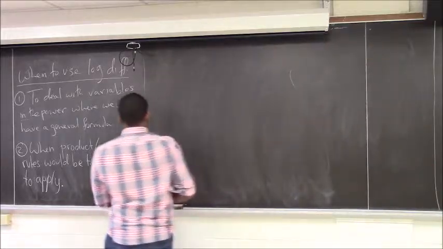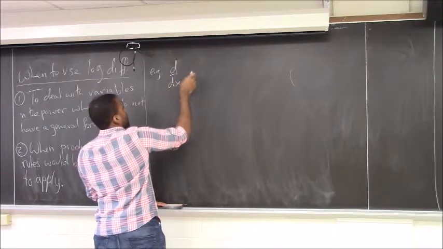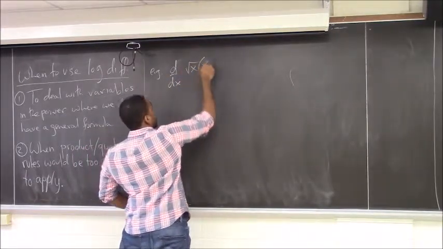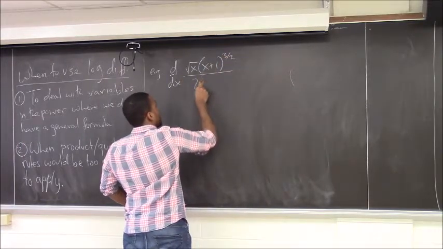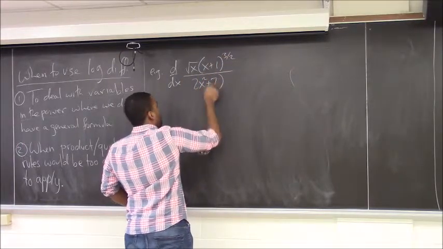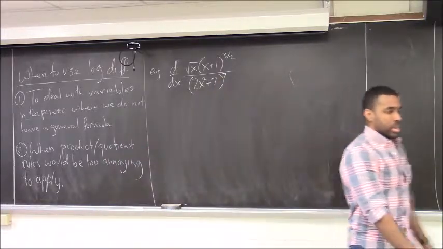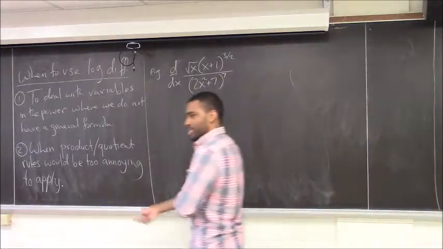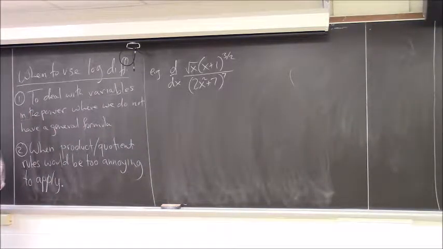let's say I wanted to differentiate this guy, the radical of x times x plus 1 to the 2 power over 2x squared plus 7 raised to the 7th. And I could make it a lot worse, but let's just stop there. Now based on what we've known before log differentiation, how would you actually approach that?